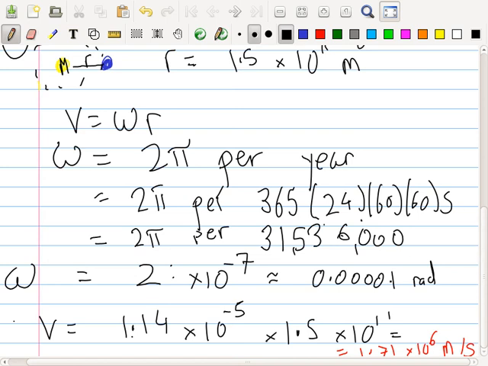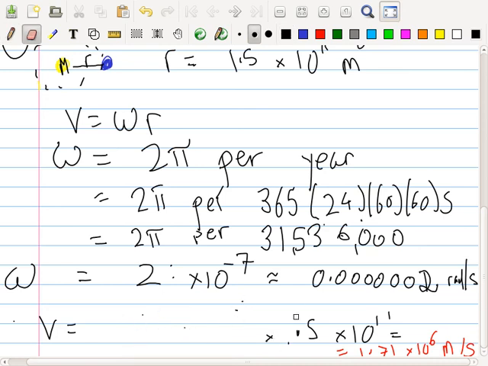Maybe it's because they already used pi. If you put the calculator in degree mode or radian mode, it doesn't matter. But if the formula has pi in it, you must use pi on your calculator. You're not allowed to change that. So we need to recalculate here.